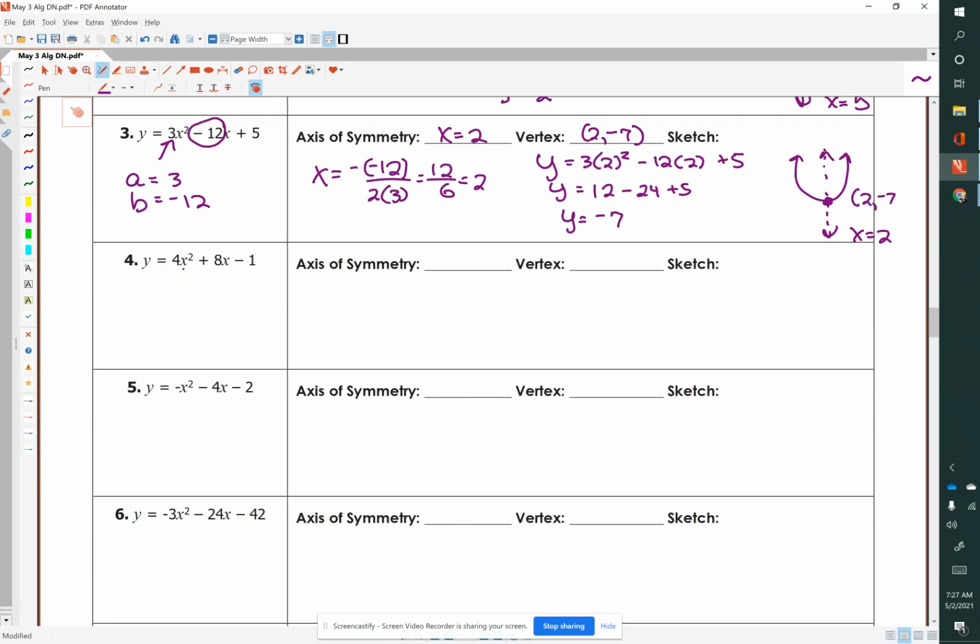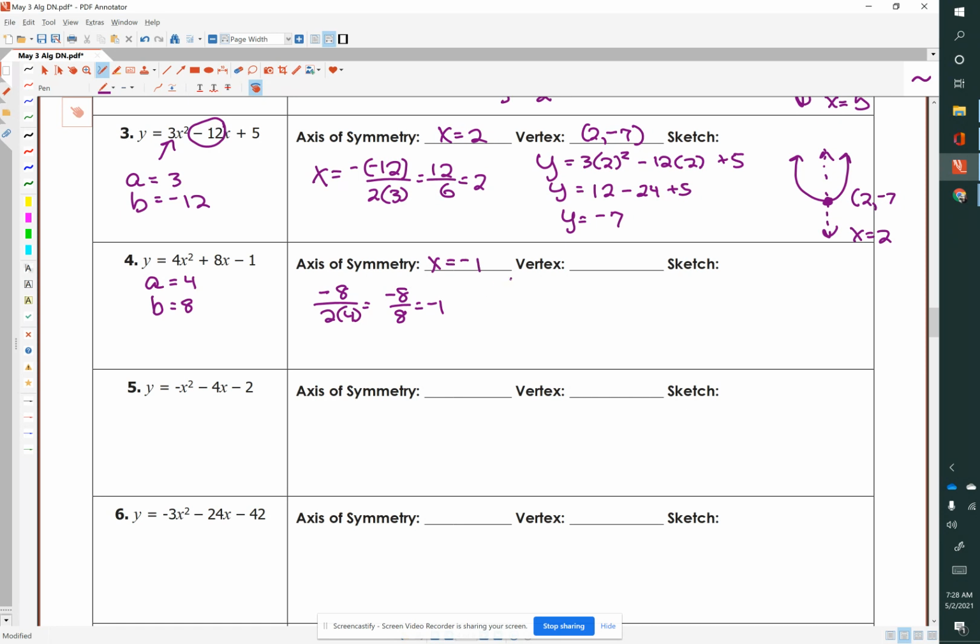Okay, number 4. We have y equals 4x squared plus 8x minus 1. So let's identify our a value is 4 and our b value is 8. So first we'll find the axis of symmetry. So that would be negative 8 divided by 2 times 4, which would be negative 8 over 8, which equals negative 1. So the axis of symmetry, x equals negative 1.